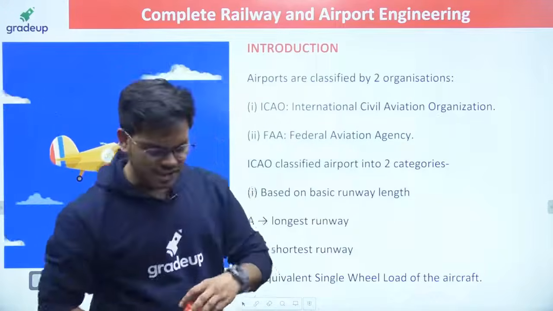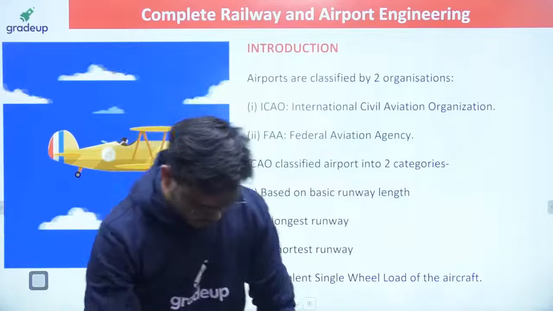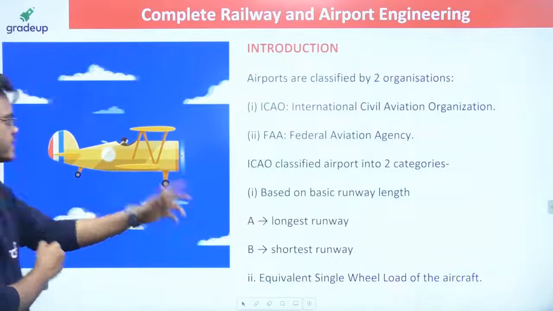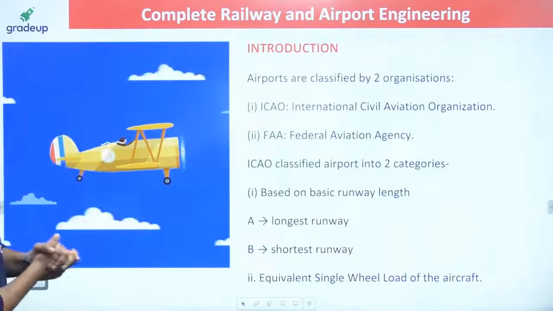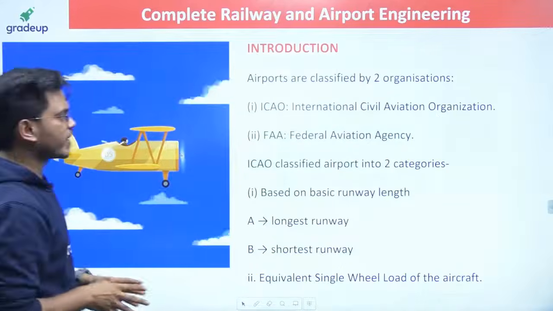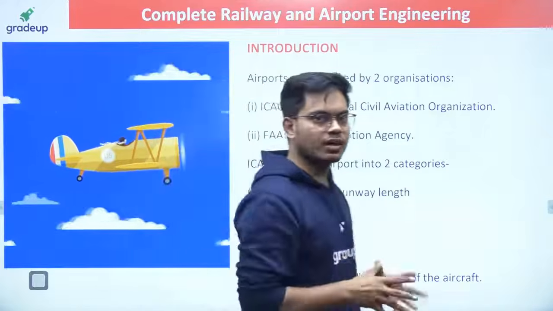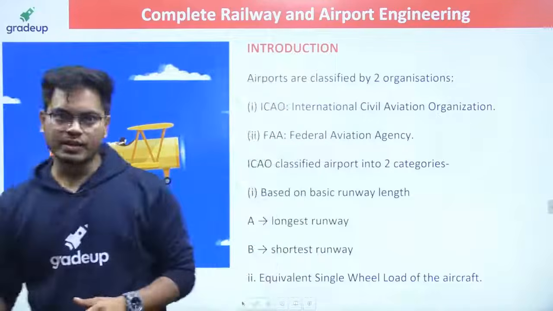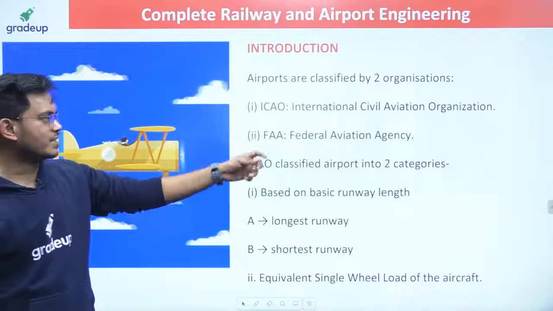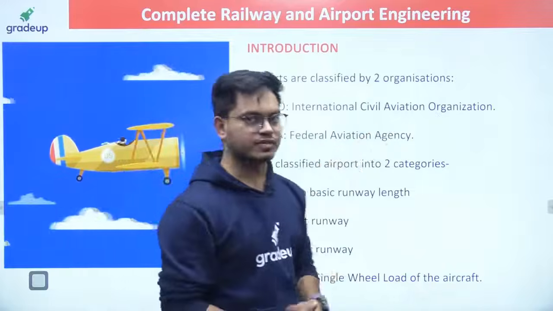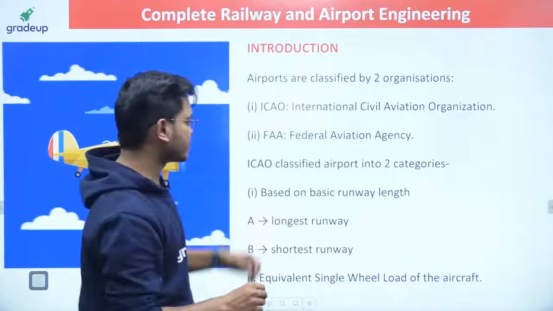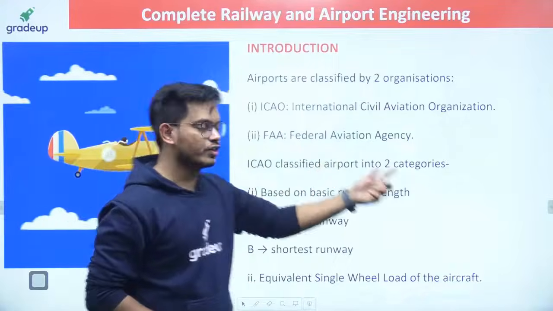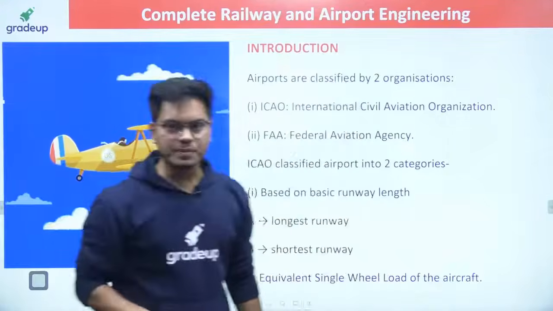Let's begin the airport. Now before I begin this, let me tell you a few things, right? Airports are classified by two organizations. There are two organizations which take care of all these things. The first organization is ICAO, the International Civil Aviation Organization. The second agency which takes care of airports is the FAA, the Federal Aviation Agency. These two names are important.